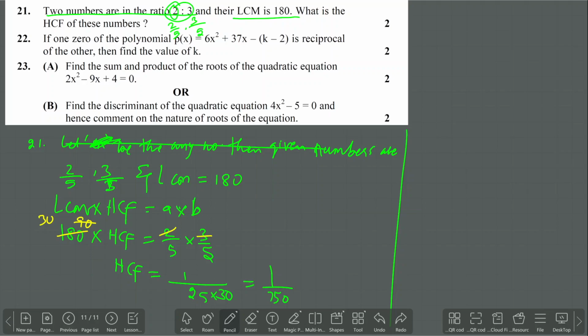But this is the answer we are getting, okay? After you go home, once again you can check on the internet also, but this is what we are getting at present, right? Now we are going to question 22.